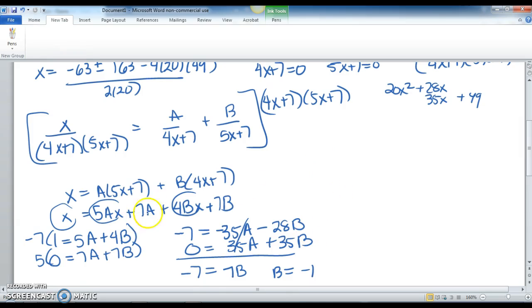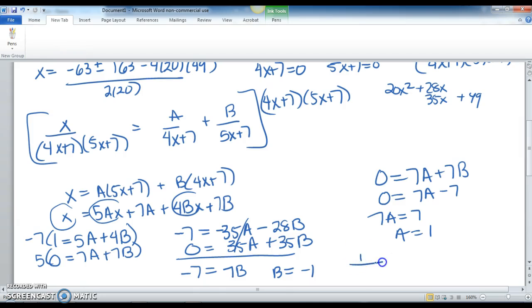And then we'll plug it back in. We have 0 equals 7a plus 7b. So if b is negative 1, we have 0 equals 7a minus 7. So 7a equals 7, so a equals 1. So our final partial fraction decomposition is 1 over 4x plus 7 minus 1 over 5x plus 7.